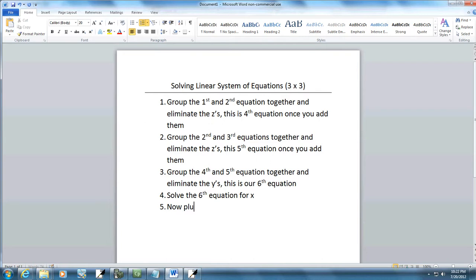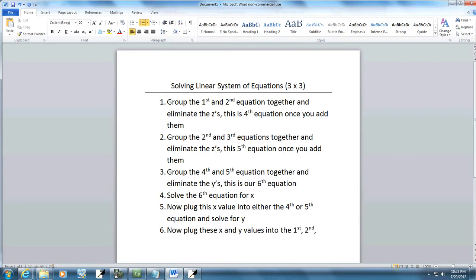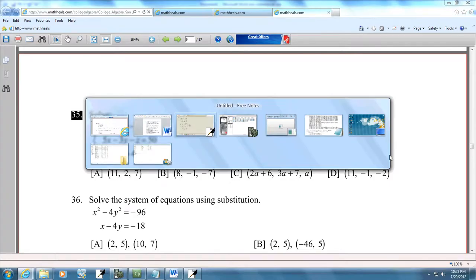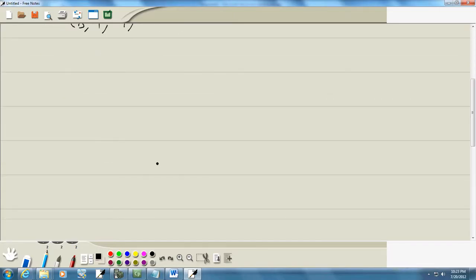Now plug this x value into either the fourth or fifth equation and solve for y. Now plug these x and y values into the first, second, or third equation and solve for z. So let's go through these. Lots of steps, so you can probably see it's not going to be a very simple process.